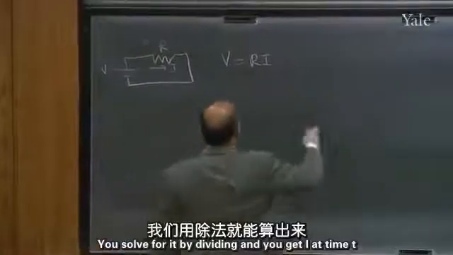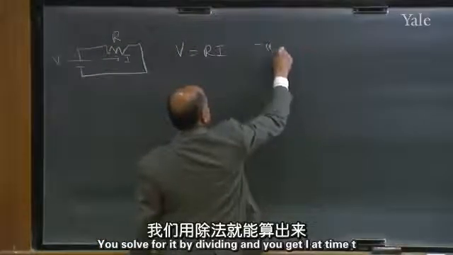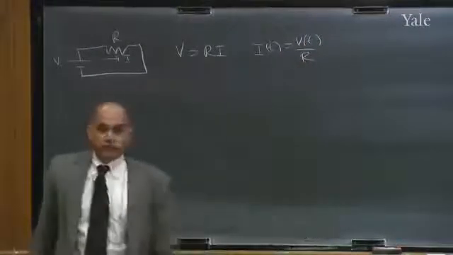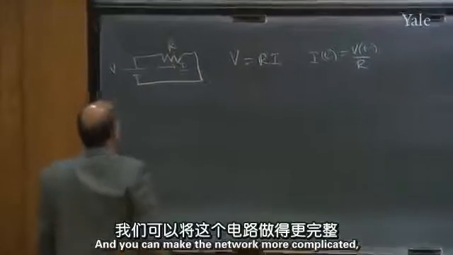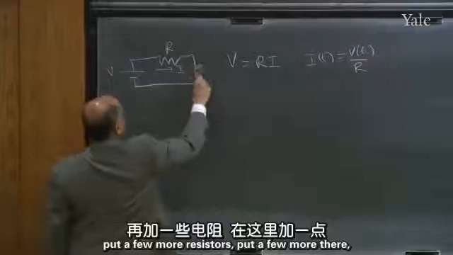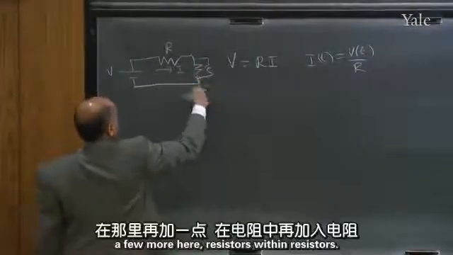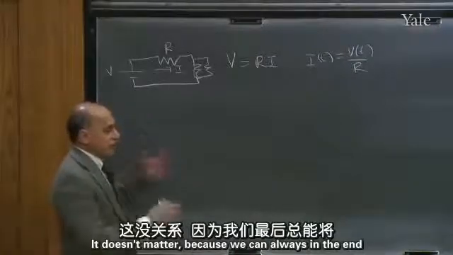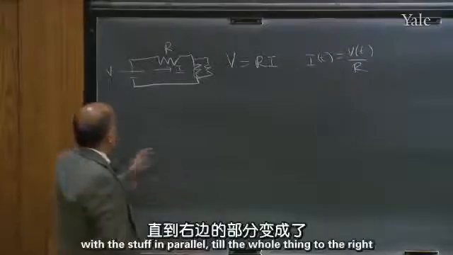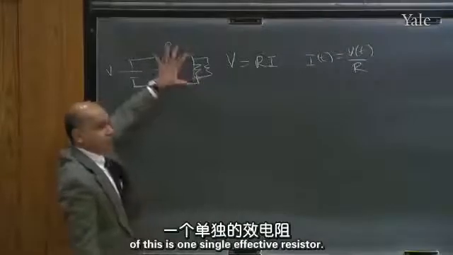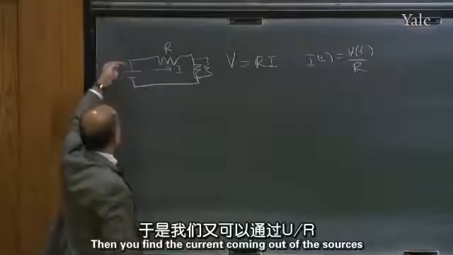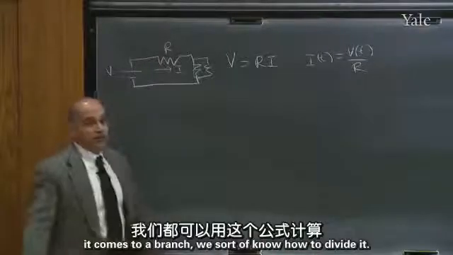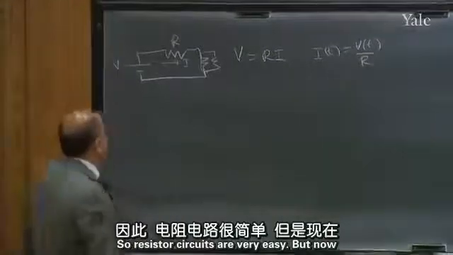You solve for it by dividing, and you get I at time t as V at time t divided by R. And you can make the network more complicated, put a few more resistors here, a few more there, resistors within resistors. Doesn't matter, because in the end we can always combine the ones in series, then lump them with the stuff in parallel, till the whole thing to the right of this is one single effective resistor. Then you find the current coming out of the source as V divided by that. Then every time it comes to a branch, we know how to divide it. So resistor circuits are very easy.